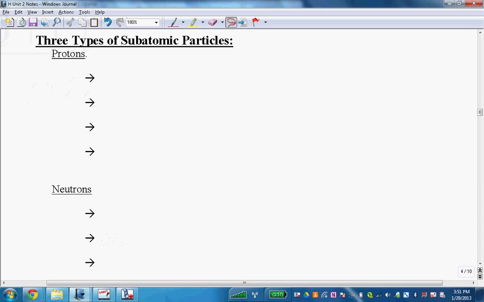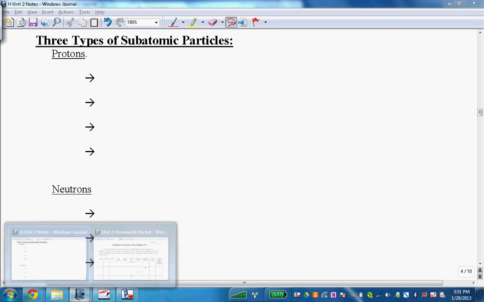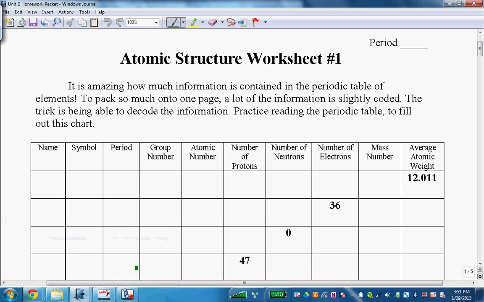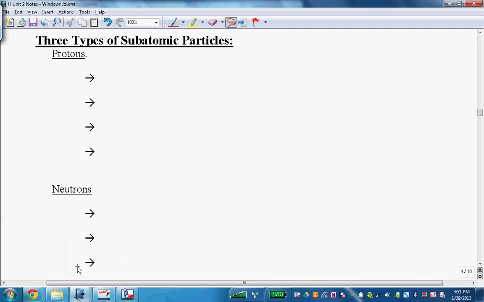Hi guys. Alright, today's lesson is about how to pull information off of the periodic table. So you need to have out your periodic table and the notes and the homework that looks like this: Atomic Structure Worksheet number 1. We're going to start out on the notes with a summary of what we know is inside the atom.